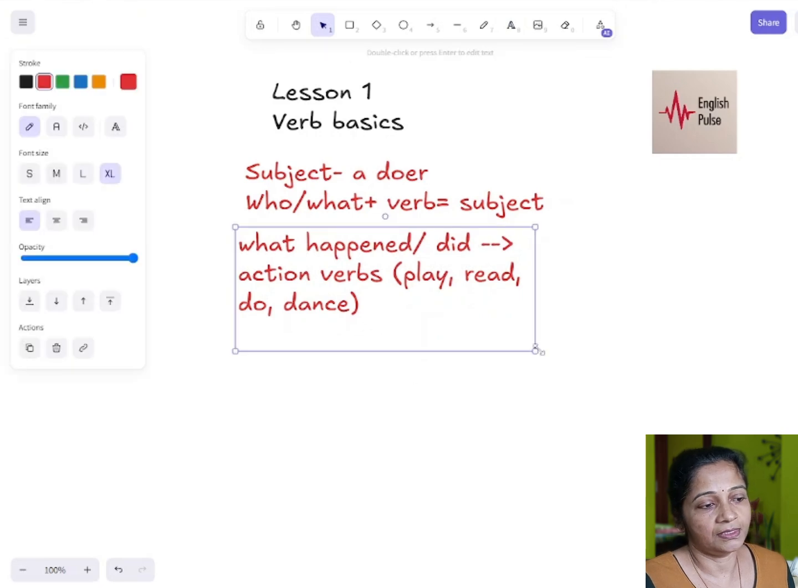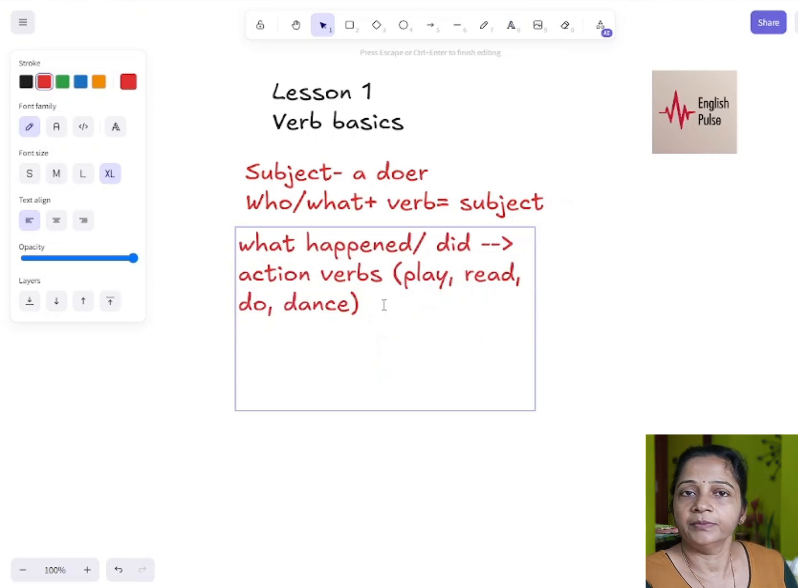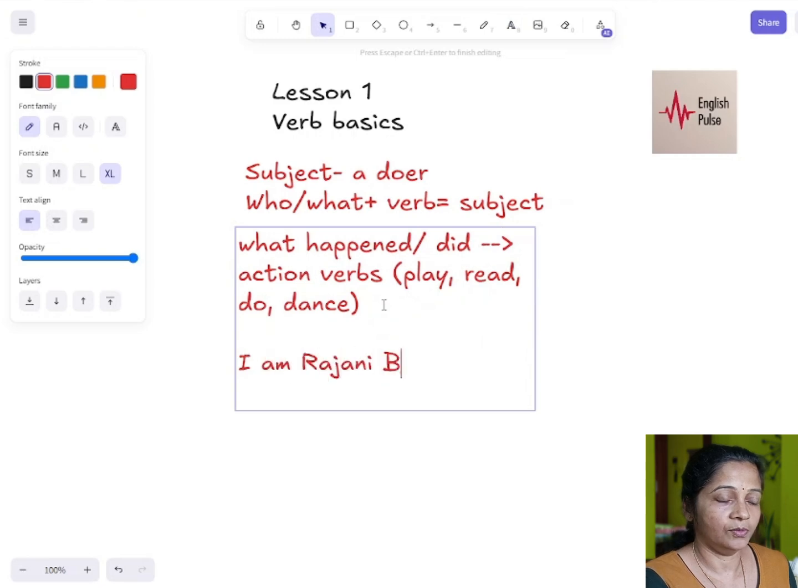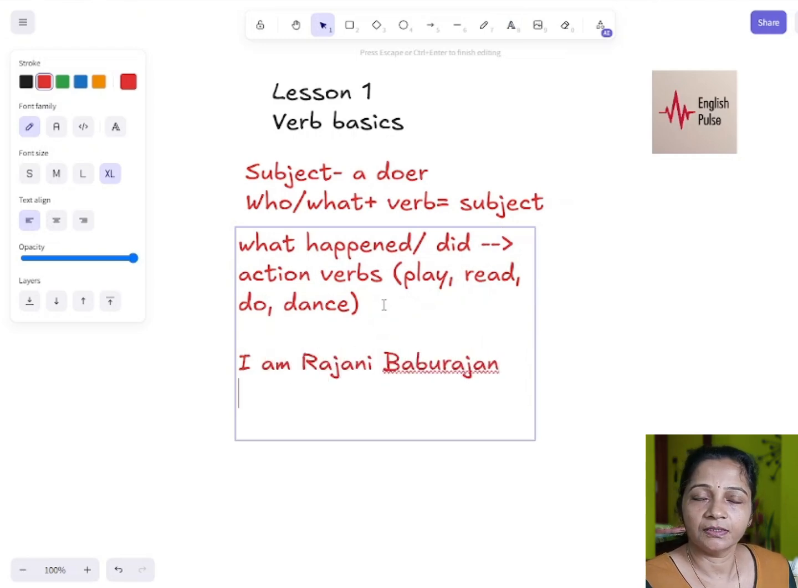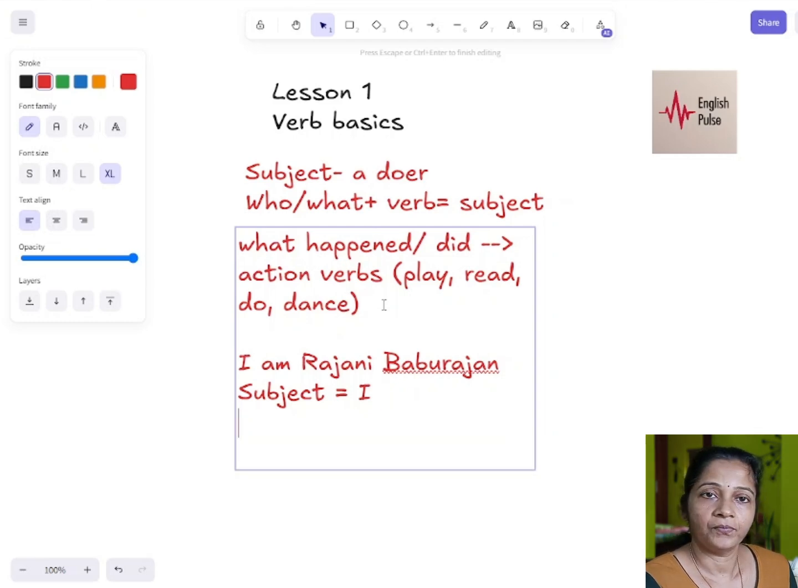let's start with some simple sentences. Let me introduce myself. Like, I am Rajini Papurajan. I am Rajini Papurajan. Do you see any action words here? What is the subject here? Subject I, because it's about me. Who plus verb. Who is the who here? It is I. Okay. And what is the verb here? Is there any action word here? No. Here you see am. Verb is am.